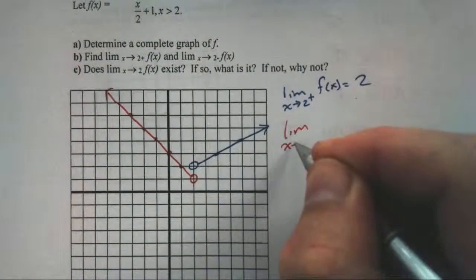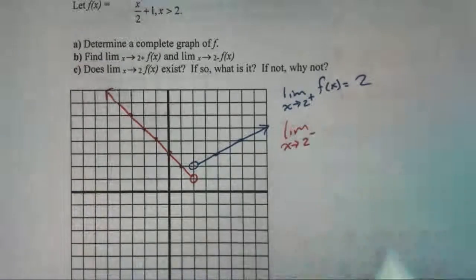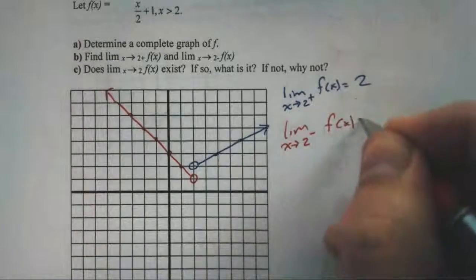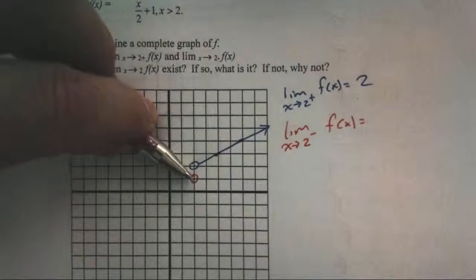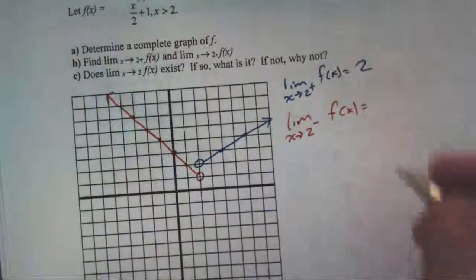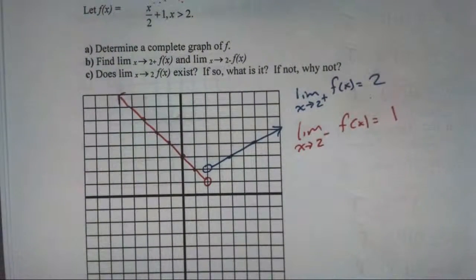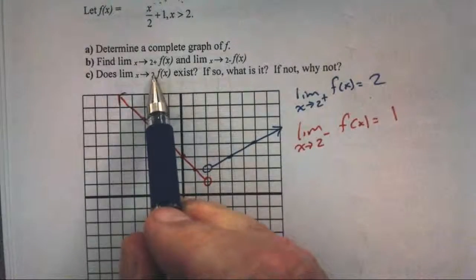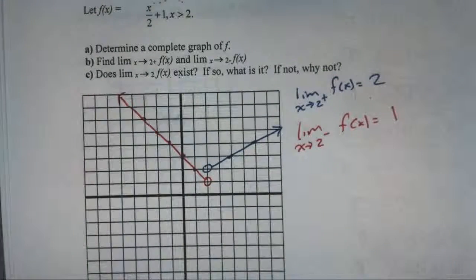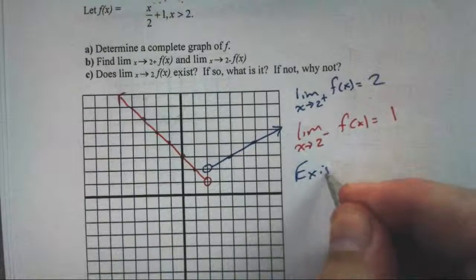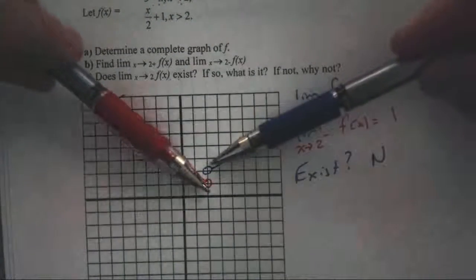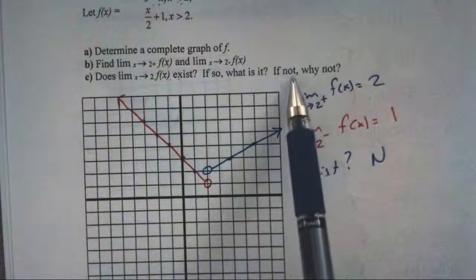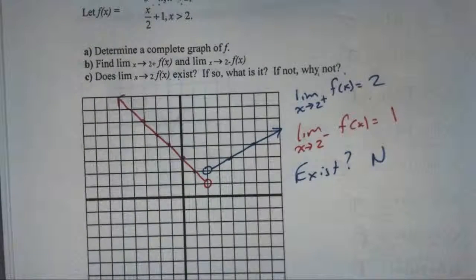The limit as x approaches, not negative 2, but 2 from the left. Careful there. Of f of x is... I'm just driving along here. As I get close to 2, I'm at a height of 1. Does the limit as x approaches 2 of f of x exist? No, we're not in agreement. Nope. We don't touch at the same height. If so, what is it? If not, why not? We don't have left and right hand agreement.